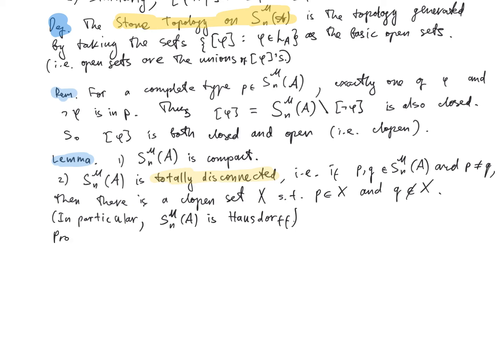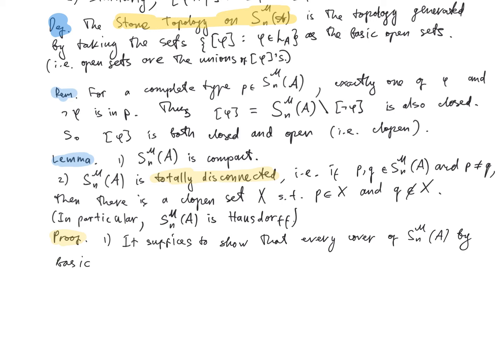Proof of 1. To demonstrate compactness of the space, it suffices to show that every cover of the whole space by basic open sets has a finite subcover.